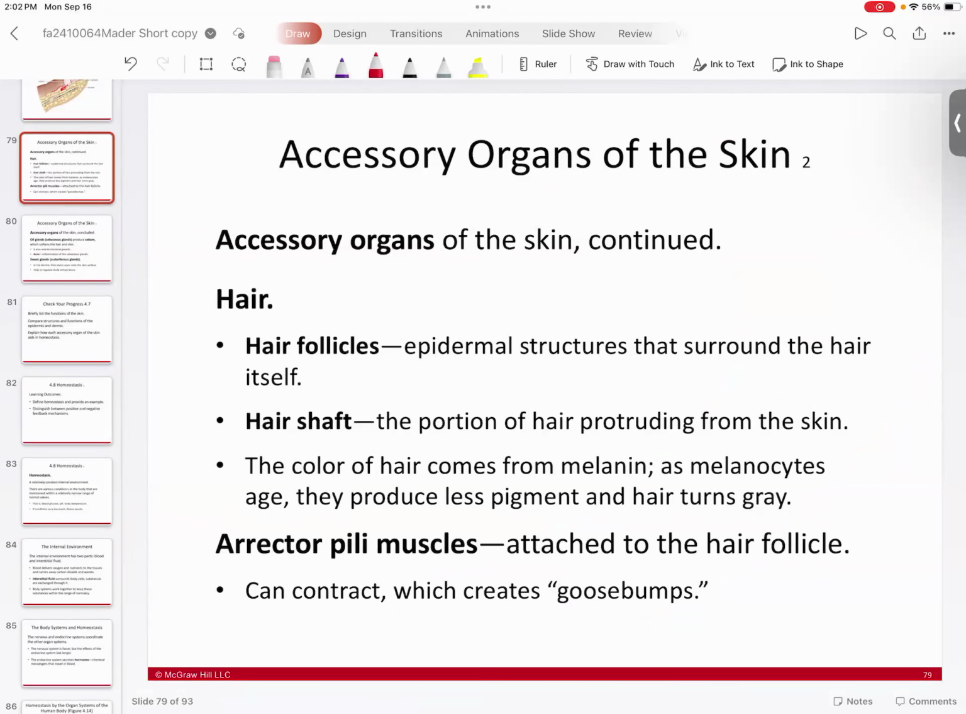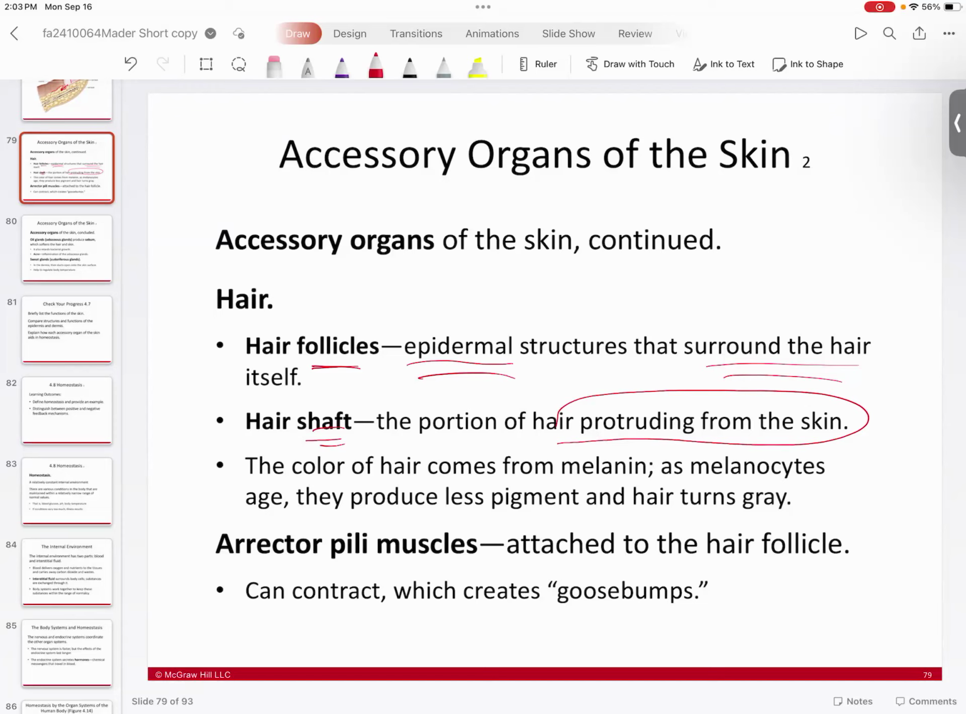So what about hair? Hair basically comes in a couple of parts. First of all, we've got hair follicles and we've got a hair shaft. The hair follicles are essentially the epidermal structures surrounding the actual hair itself. The shaft is the piece that protrudes from the skin. Once it leaves the skin to the outside world, we consider it the shaft. The actual follicle is underneath the skin. It's all that epidermal and dermal structure around the hair itself.